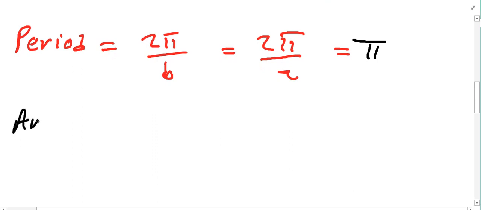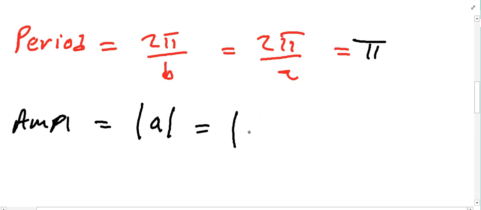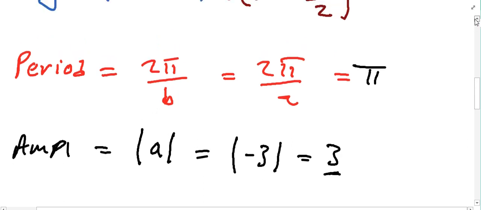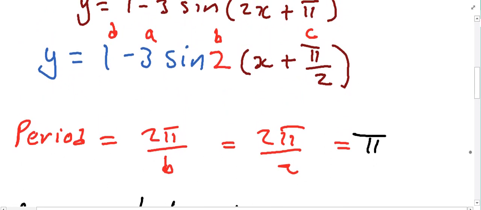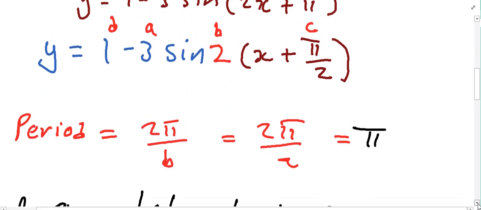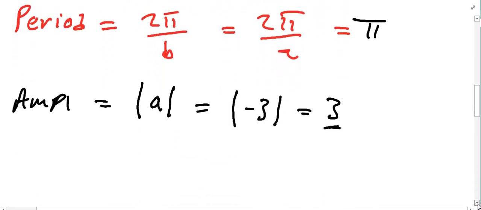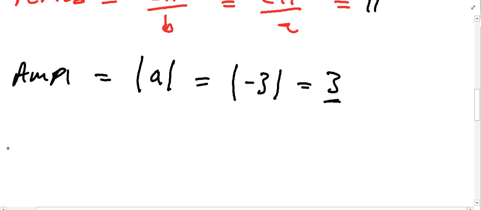When you look at the amplitude, the amplitude is just the modulus of A. And the modulus of A, which is negative 3, is simply 3. That's the amplitude. Okay, so let's look at the phase shift. The phase shift is positive 2, which is on C.